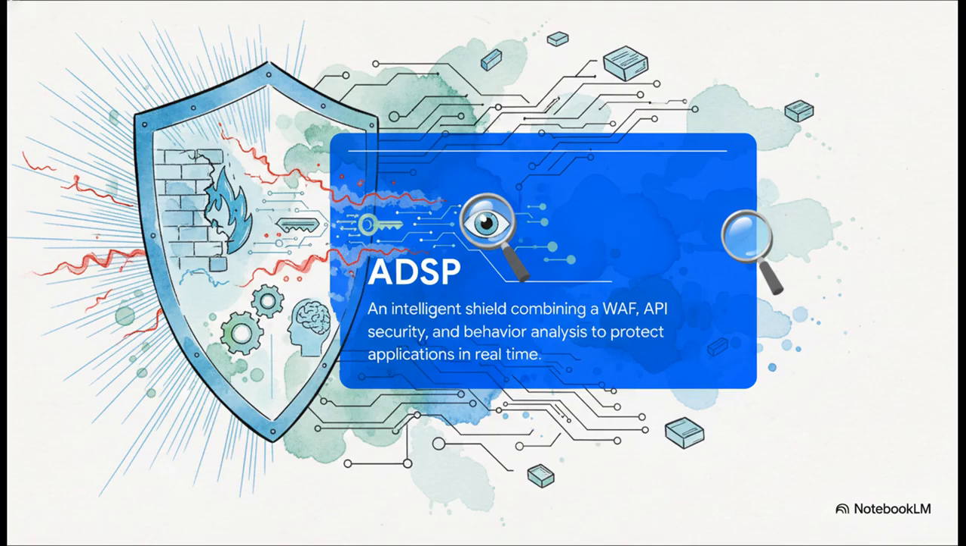The modern answer to that question is a new type of solution, an application delivery and security platform, or ADSP. Think of it as a single, intelligent shield that sits in front of your apps. It combines things like a web application firewall and API security with a brain, behavioral analysis, that can actually understand context and spot that misuse as it happens.